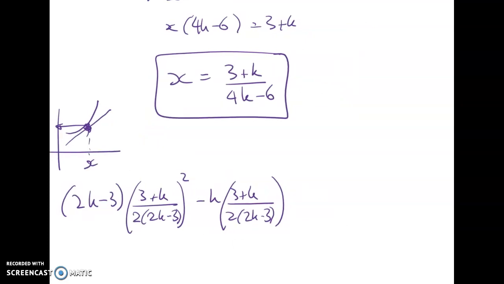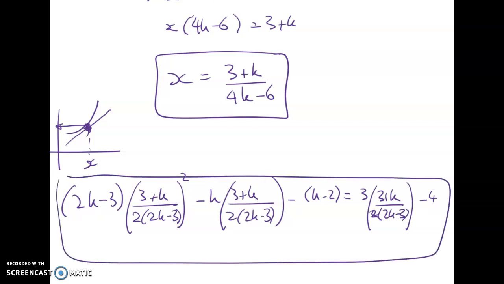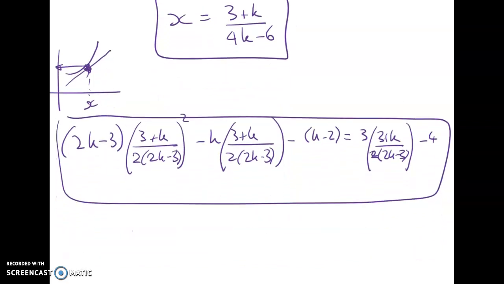That's minus kx minus k minus 2. And on the other side, that equals 3x. So 3 times (3 plus k) over 2 into (2k minus 3) minus 4. Right, so this is not impossible. We can go through there and we can simplify it a wee bit. But it's going to take up quite a lot of time.